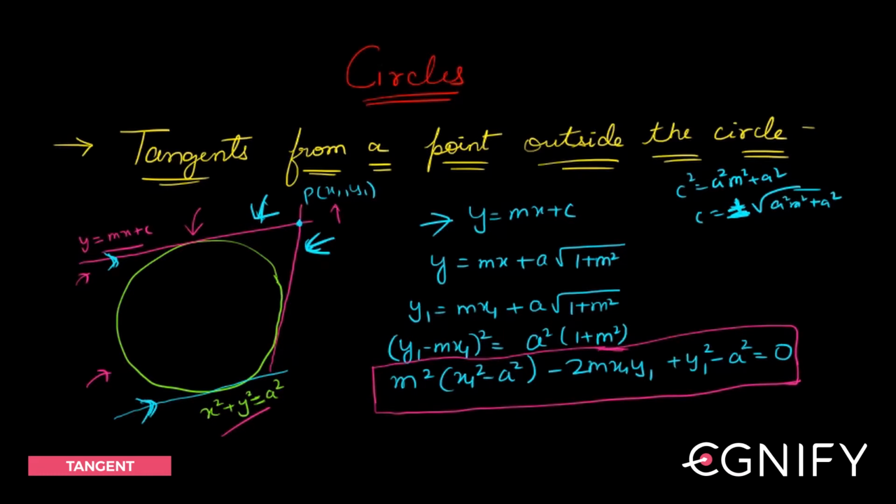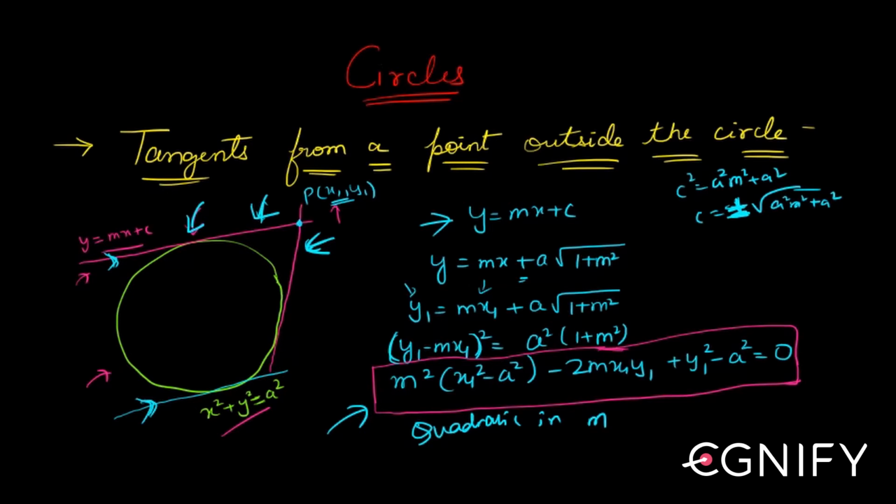So how do I find this? I'll just pick up one of them, maybe the one with a plus. Now I'll make this line pass through this point x1 y1. So how will I ensure that? I'll put x1 y1 in this particular equation, right? Now as you can see, I have y1 is equal to mx1 plus a into under root 1 plus m square. I can take mx1 that side, square on both sides, and if I square and rearrange, I'll get a quadratic in m.